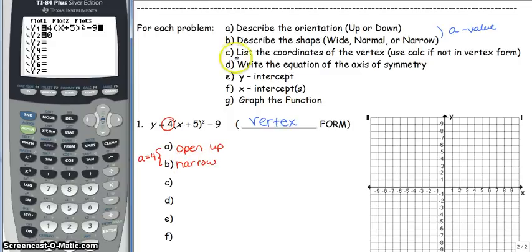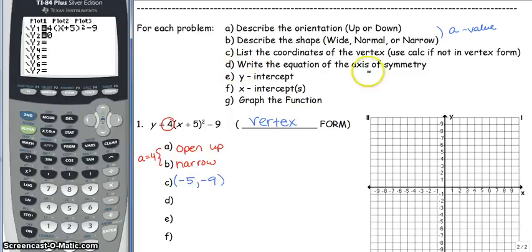Alright, so now part C, find the coordinates of the vertex. Use the calculator if not in vertex form. But our equation is in vertex form. It's the opposite of the inside, so negative 5, exactly what we'll see on the outside. So in this case, our vertex is at negative 5, negative 9.